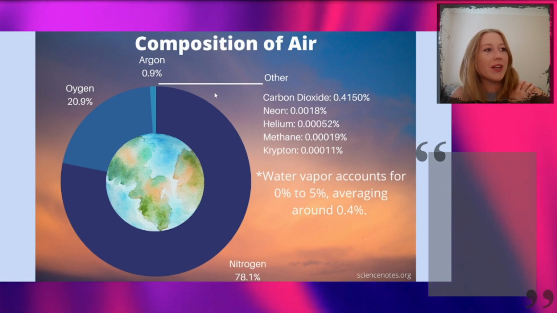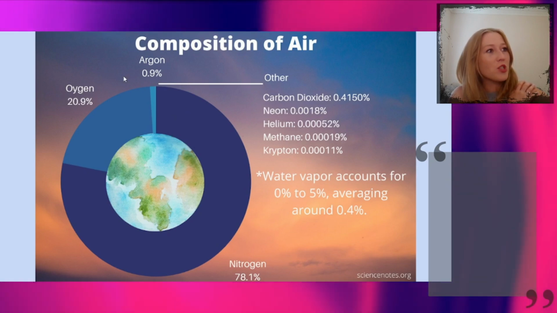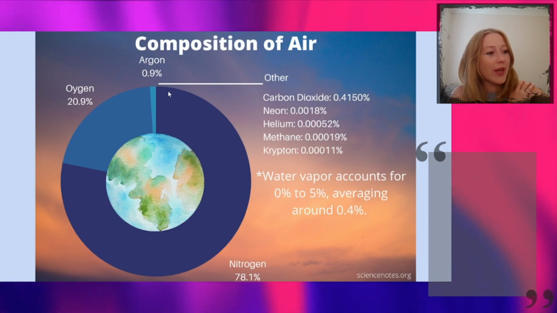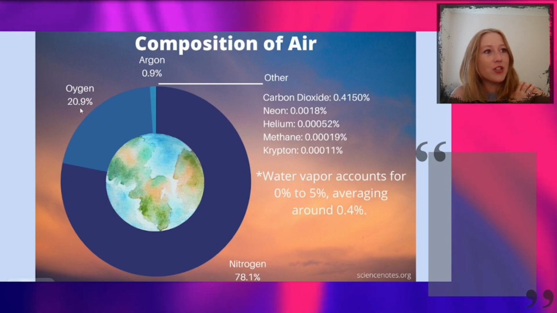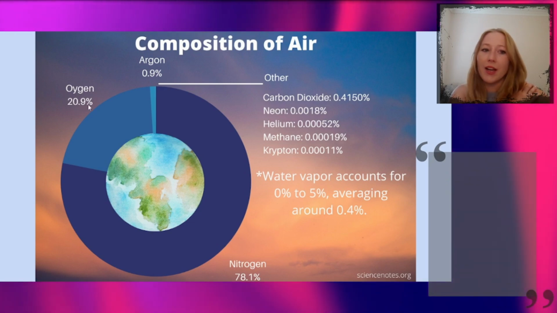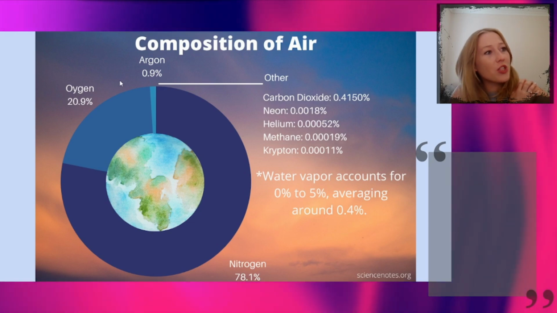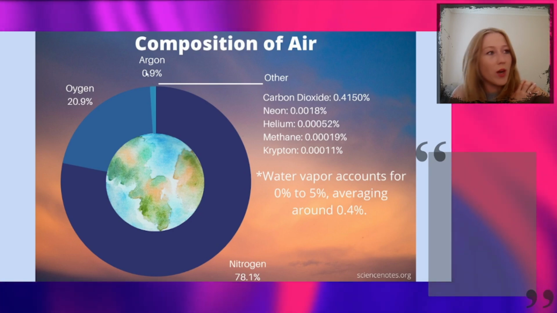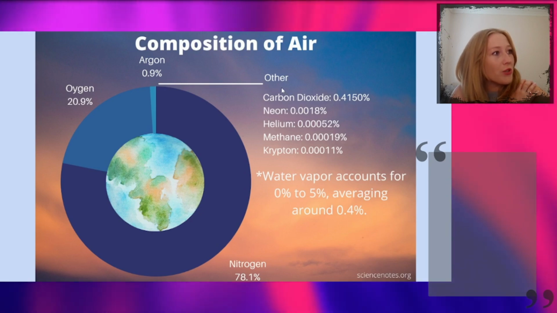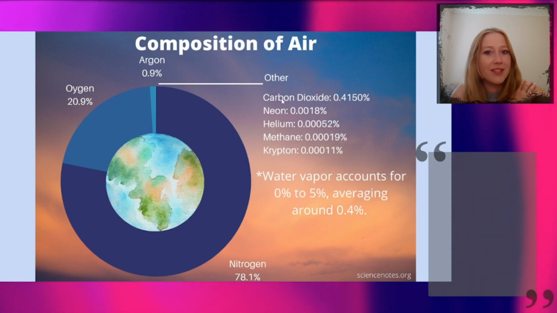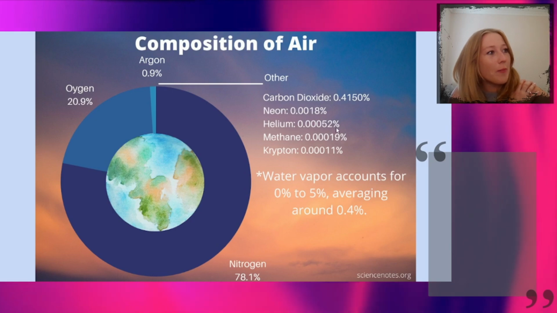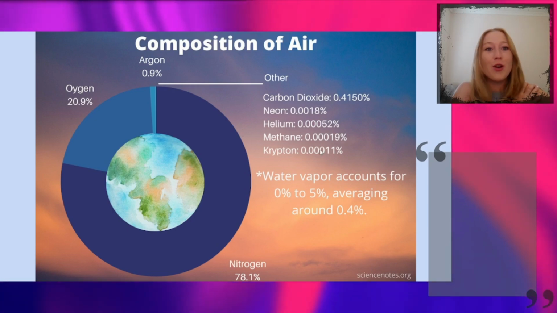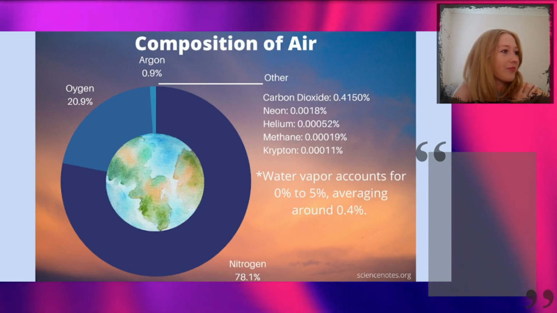Sorry, this was just supposed to be a nice visual that shows you how small the proportion of other actually is. So we have 78% nitrogen, 20.9, or you can say 21% oxygen, and then we have it as 0.9 rather than 1% for argon because we have the other gases that make up such a microscopic and yet such a critical part of our atmosphere.